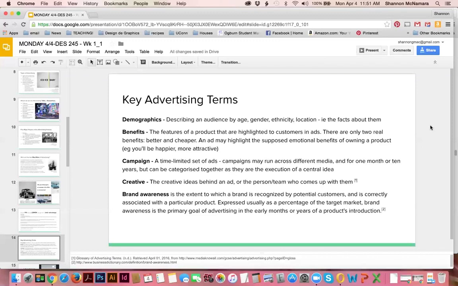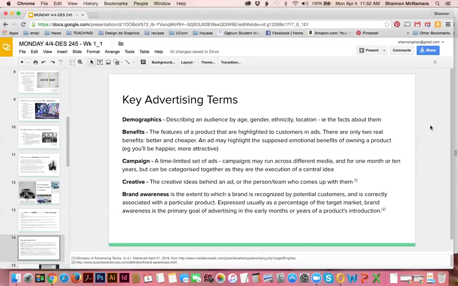Benefits are the features of a product that are highlighted to consumers in ads. There are only really two real benefits, better and cheaper. An ad may highlight the supposed emotional benefits of owning a product. Some examples are you'll be happier, you'll be more attractive. If you look at some of the makeup ads, or the Neutrogena ads lately, everybody can get rid of your fine lines better. Maybe I'm just noticing them now because I'm getting a little bit older.